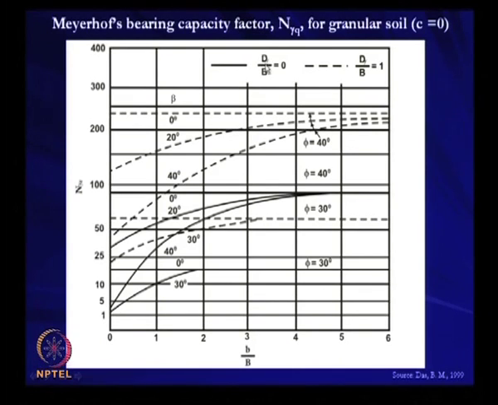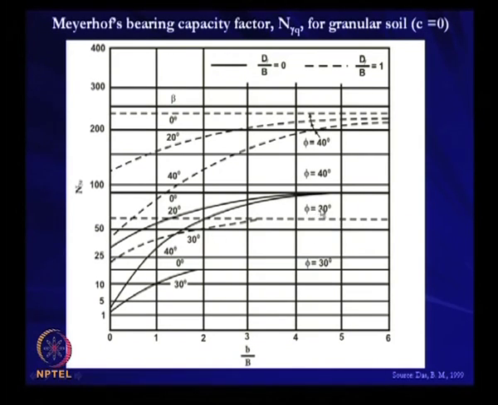So, for DF by B either 0 or 1, we can find the value of N gamma Q, the bearing capacity factor proposed by Meyerhof. Once we get this value, we can easily calculate the ultimate load carrying capacity of the foundation under this condition. These values are for 0 degree, this is for 20 degree and this is for 40 degree, corresponding to phi equal to 40. Similarly for these firm lines corresponding to phi equal to 40, this is beta equal to 0, beta equal to 20 and beta equal to 40 degree.